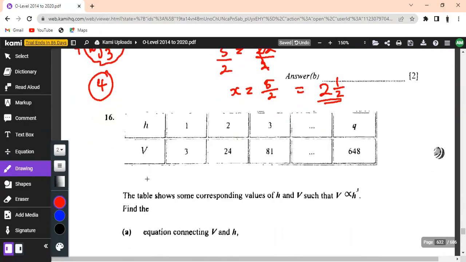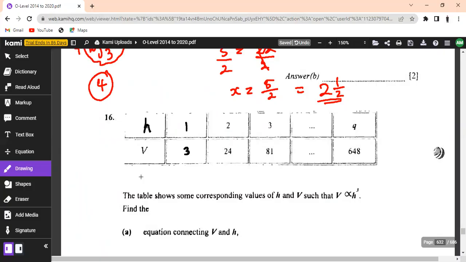And number 16 is actually a table that you're given. These are actually the values of h. It's just a normal table, guys. This is h here, and this is v. So you're given 1, 3, 2, and 24, 3, and 81, and so on and so on here, q, and something like that.